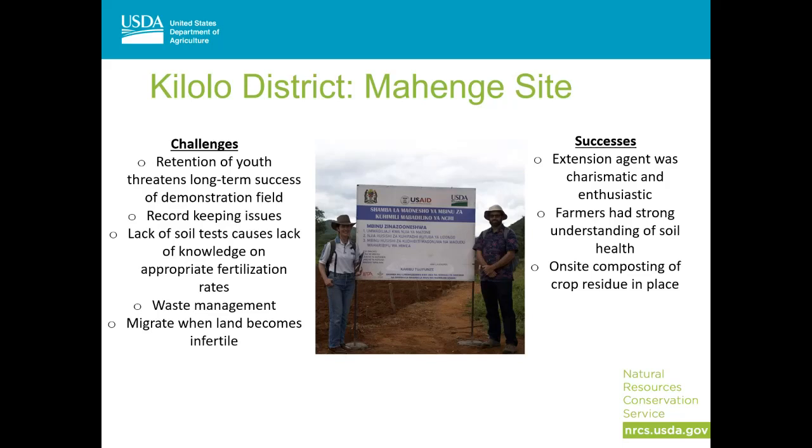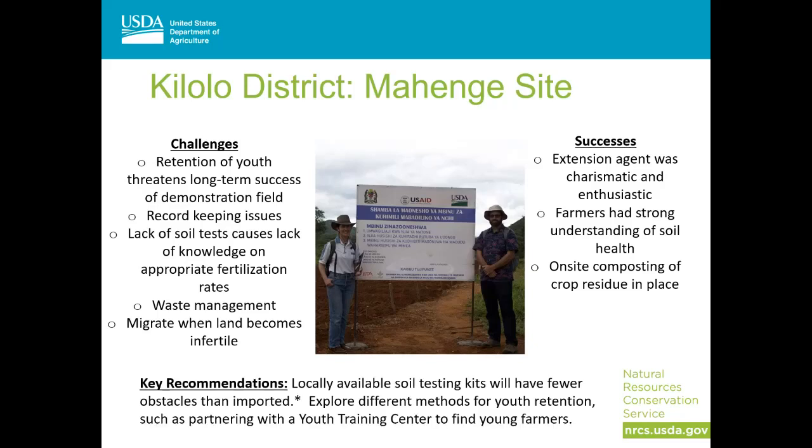So successes on this site were that the extension agent was charismatic and enthusiastic. So you could tell that he was really excited about soil health practices and was really willing to share. The farmers all had a strong understanding of soil health and were really excited to talk about it. And on-site composting of crop residue was in place, so they weren't burning their crop residue, which is nice to see.